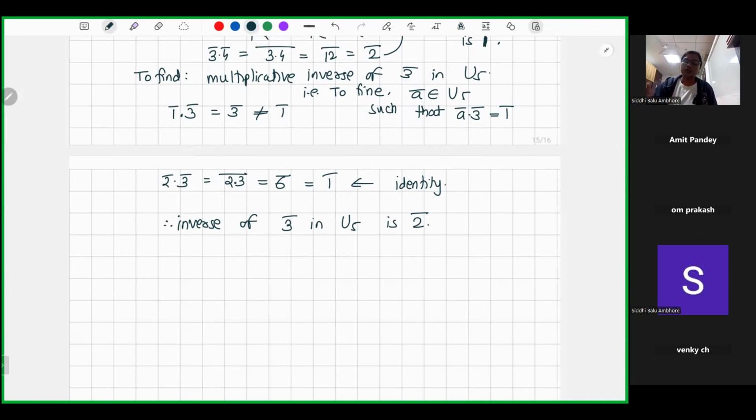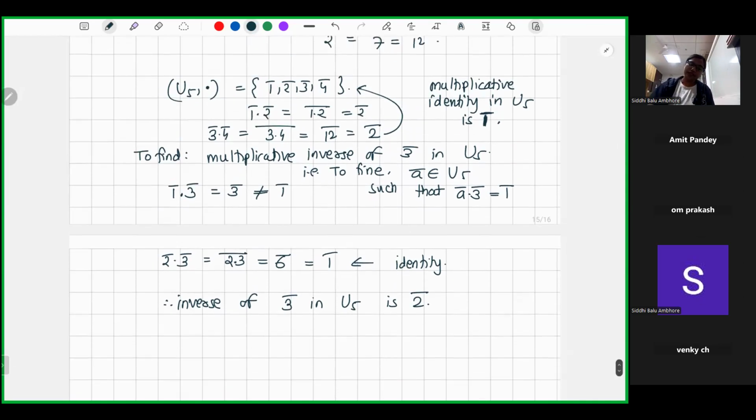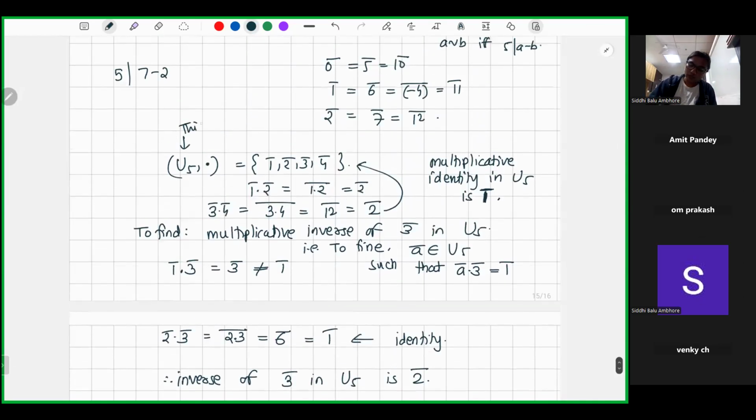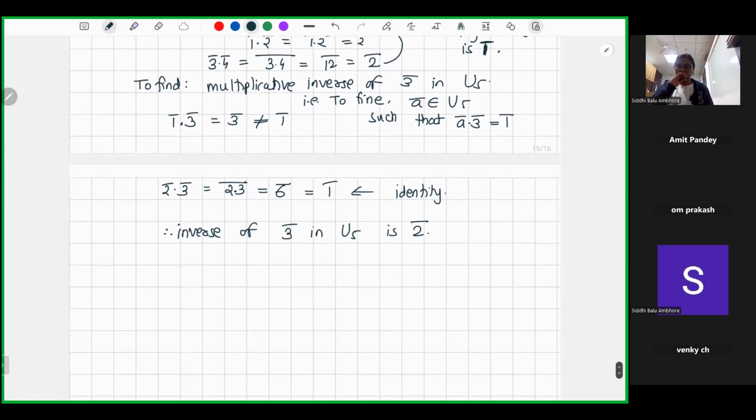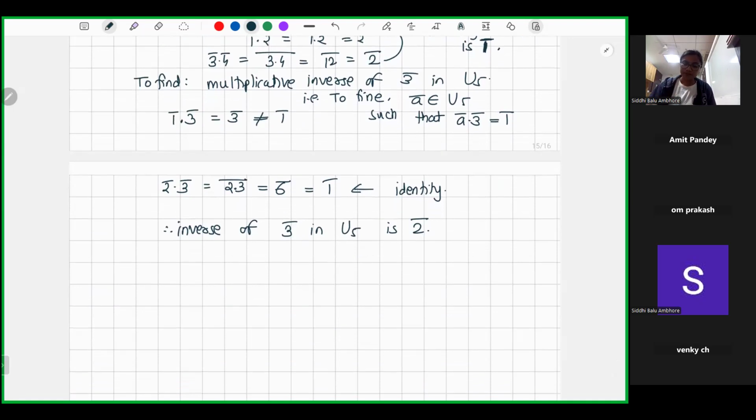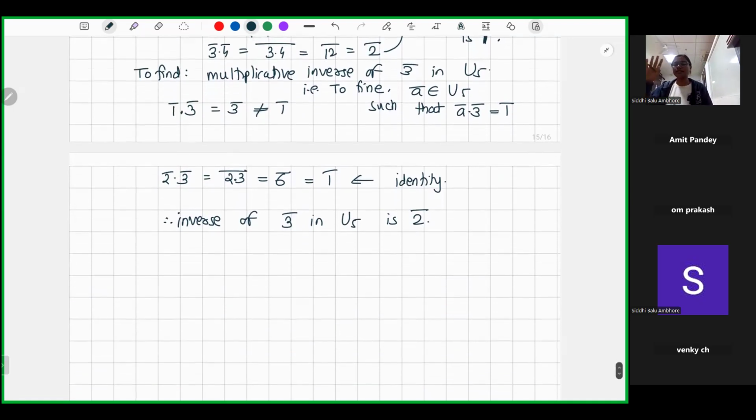Okay. And the moment I have an inverse, it is unique. We already have the information that this is a group. If you don't know this, then please check that this is a group under multiplication. And the moment I have 2 bar as the inverse of 3 bar, 3 bar will also be the inverse of 2 bar. 1 bar is the inverse of itself.